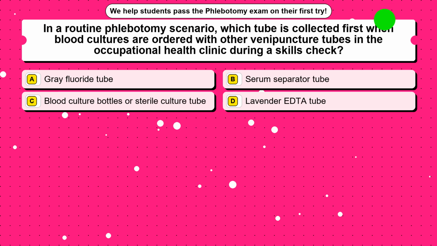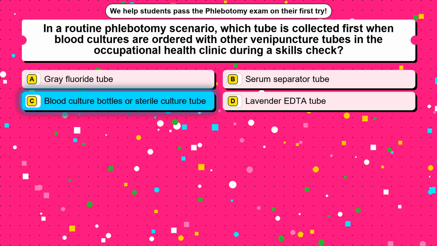Question 35. In a routine phlebotomy scenario, which tube is collected first when blood cultures are ordered with other venipuncture tubes in the occupational health clinic during a skills check? Option A, gray fluoride tube. Option B, serum separator tube. Option C, blood culture bottles or sterile culture tube. Option D, lavender EDTA tube.